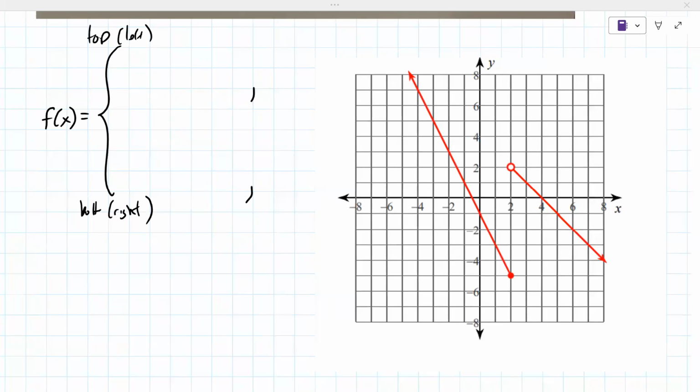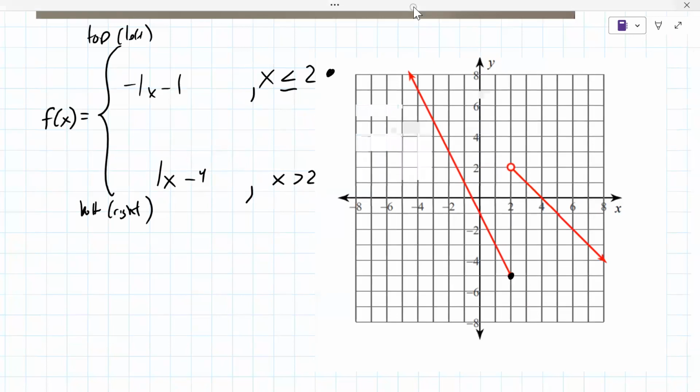For the top one, I did negative 1x minus 1, comma, x is less than 2. And then the bottom one, 1x minus 4, and x is greater than or equal to 2. Okay, we're having an issue with slope on these. This part is kind of okay. It's actually less than or equal to because of the filled in dot there. And then this one should be a greater than 2. Maybe I misheard that, but that's okay.